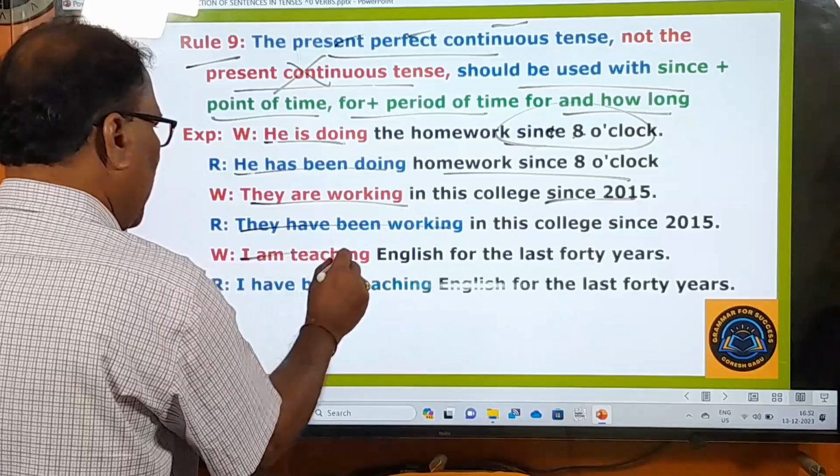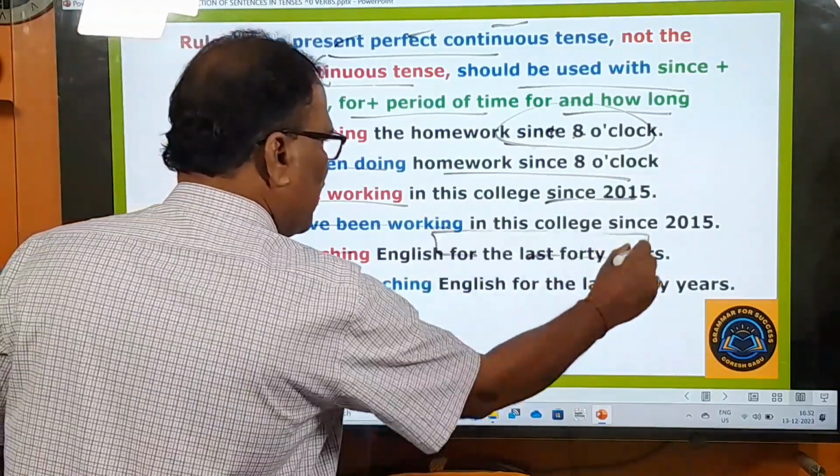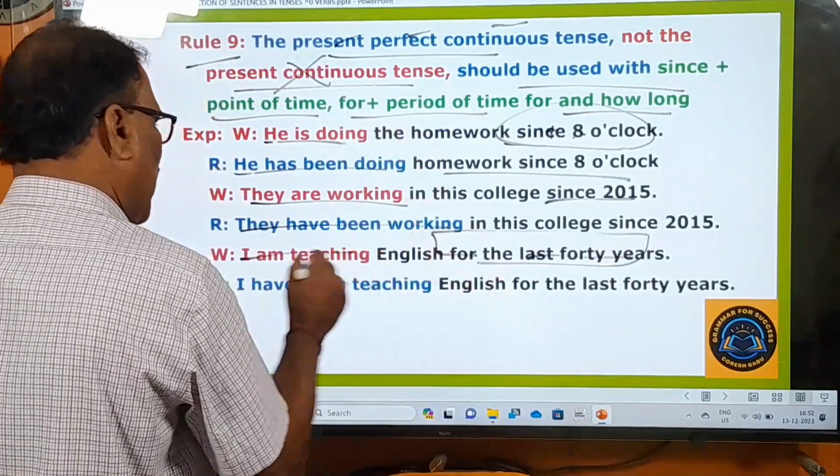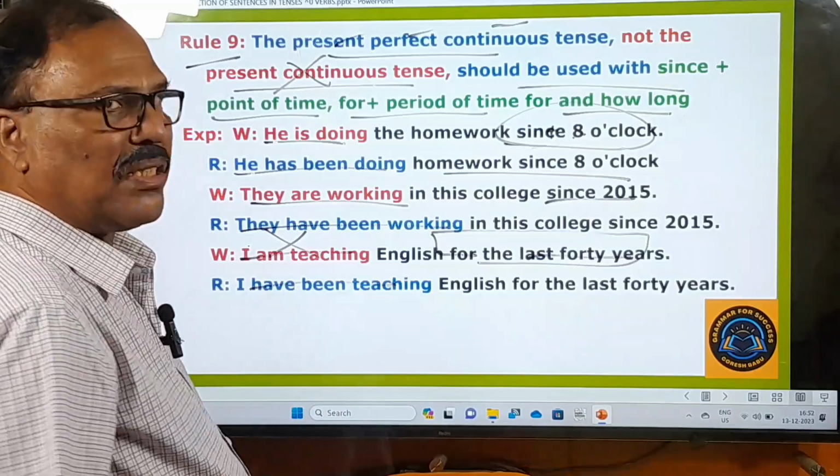Okay, I am teaching English for the last 40 years. For the last, this action is taking place for the last 40 years. It's a long action. I cannot use present continuous. I must say, I have been teaching English for the last 40 years.